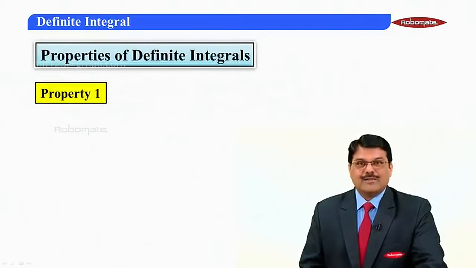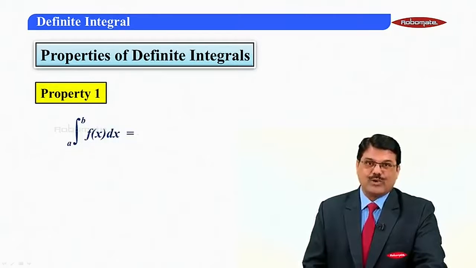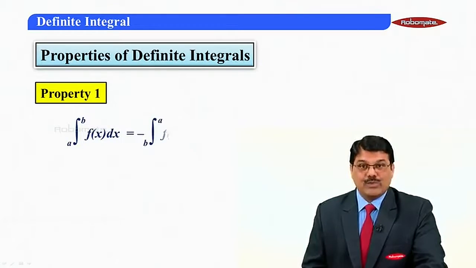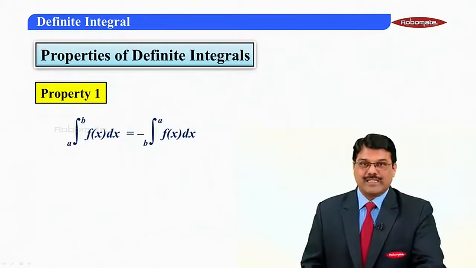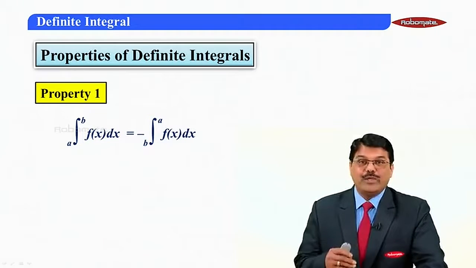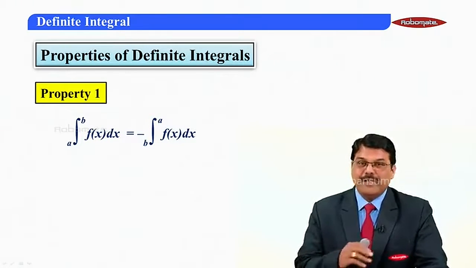Now, the first property, that is integration of f of x with respect to dx goes from a to b. It is equal to minus of integration goes from b to a f of x with respect to dx. So in the first property we can change the limits. A to b becomes minus of b to a.